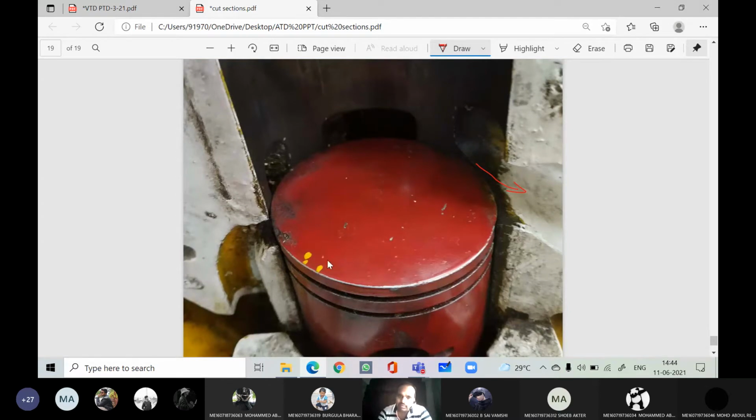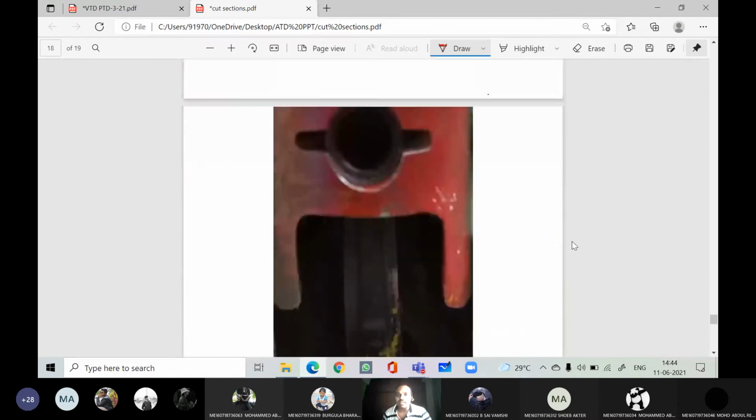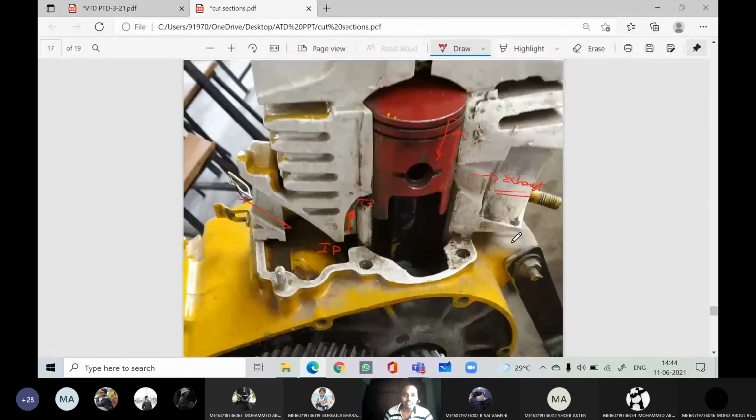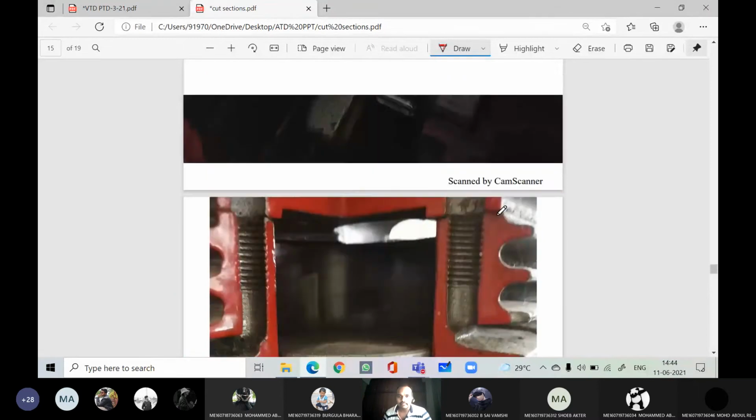Further movement of the piston will uncover the transfer port, thereby the charge will enter the engine cylinder and push the gases away. Then on the return stroke it covers the transfer port, then it covers the exhaust port. Once you come to the college, you can see it physically. Is this okay? The working of the two-stroke engine?